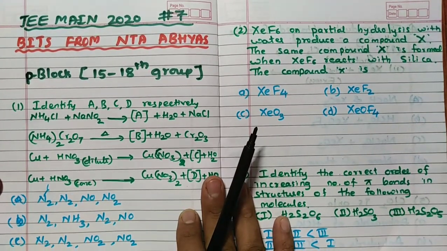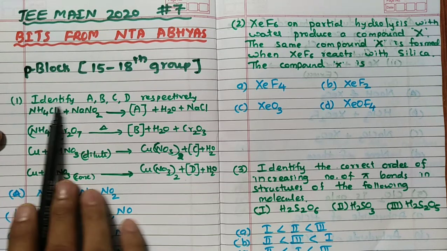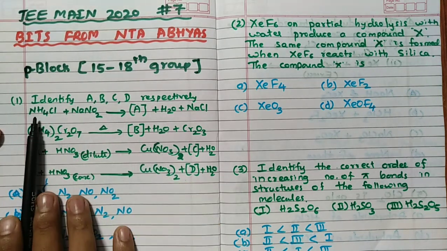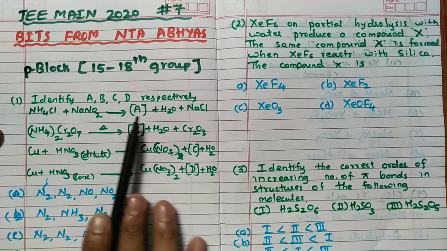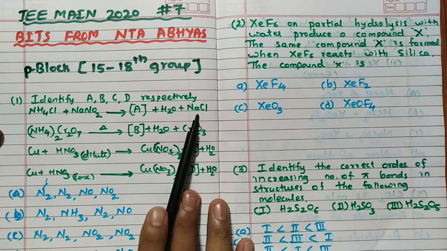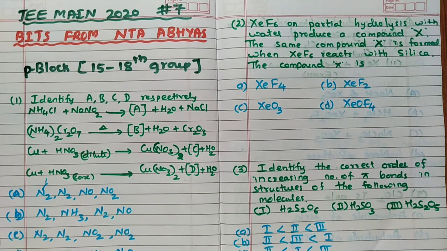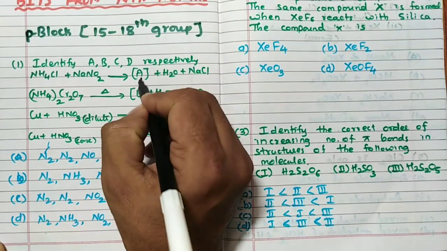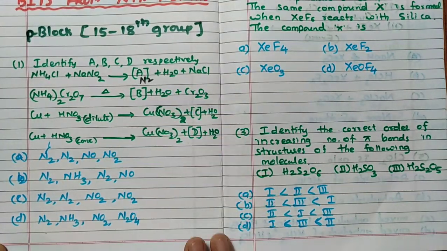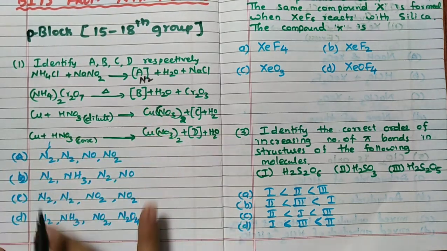Yes. Now let me solve these questions. First question, you can see, identify A, B, C, D respectively. NH4Cl reacts with NaNO2 to form A with water and NaCl. If you see the options here, all four have N2, which means A should be N2. You can write it very easily. I don't know why they have given that reaction, because all four options have N2.